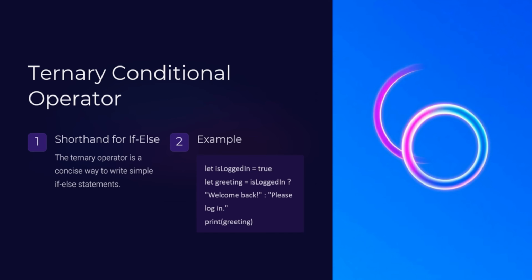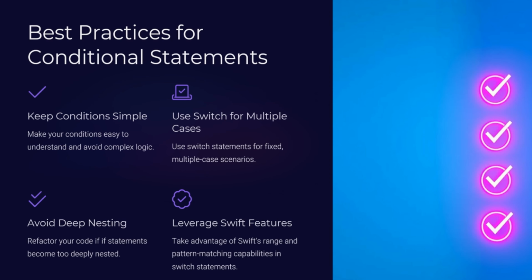Here are some of the best practices for writing conditional statements in Swift. First, keep conditions simple and readable. Second, use the switch statement for fixed, multiple case scenarios. Third, avoid deep nesting of if statements. Refactor your code if it gets too complex. Last, take advantage of Swift's range and pattern matching capabilities in switch.